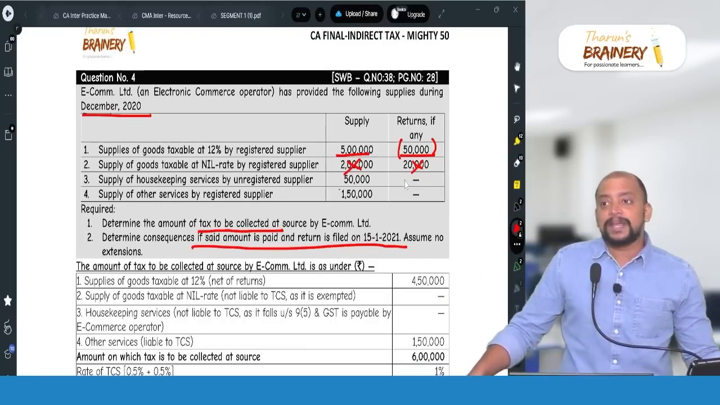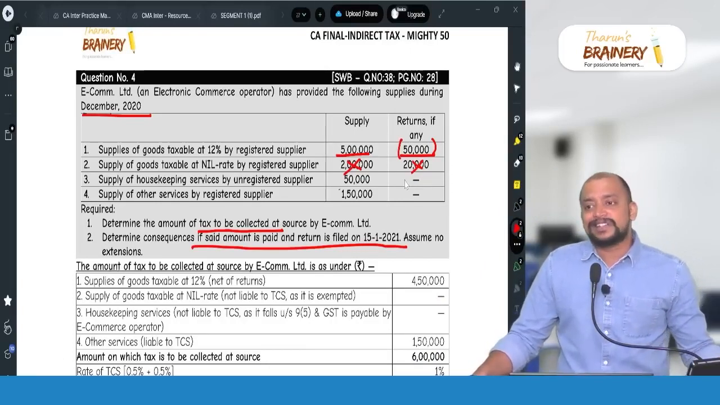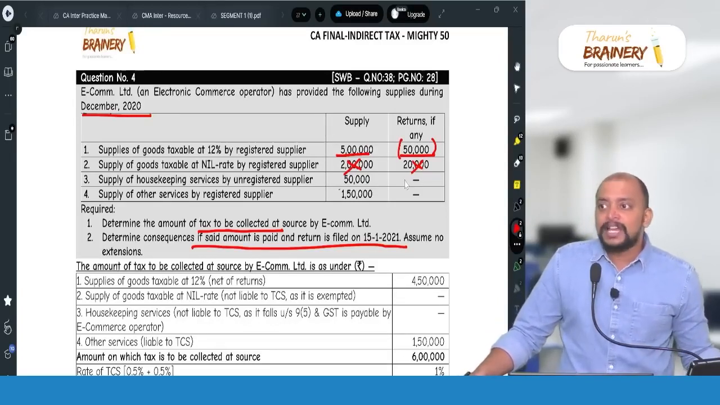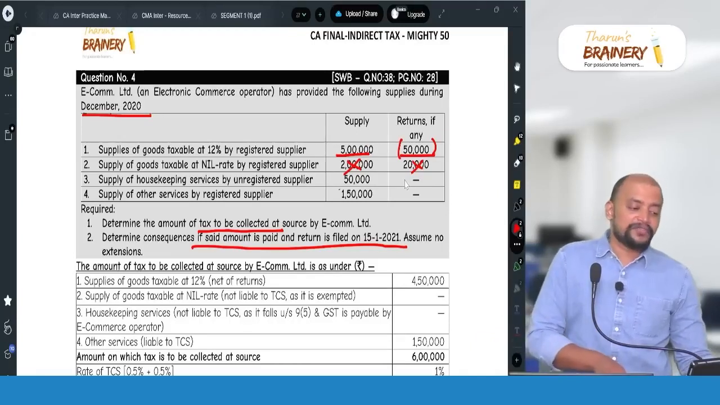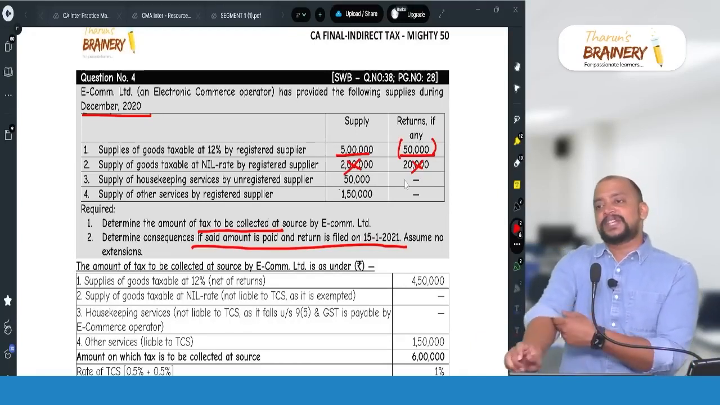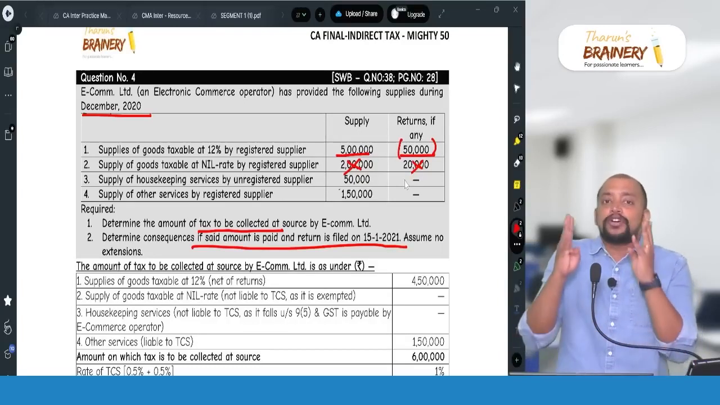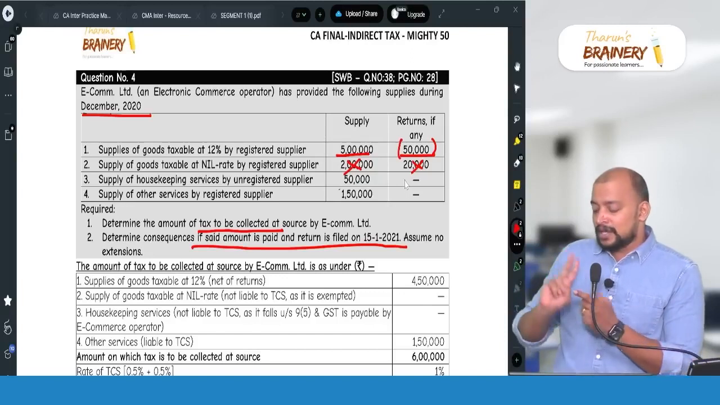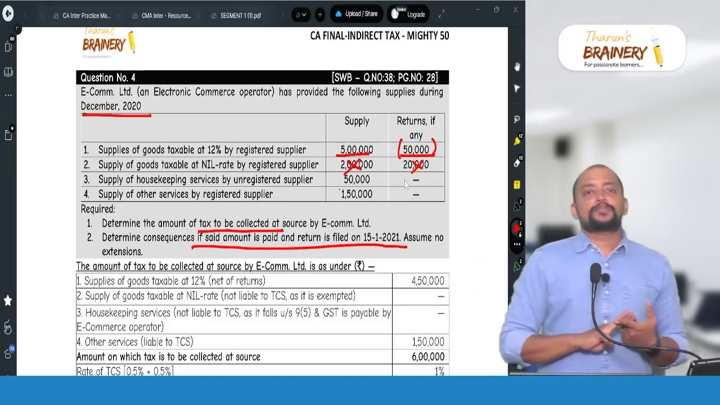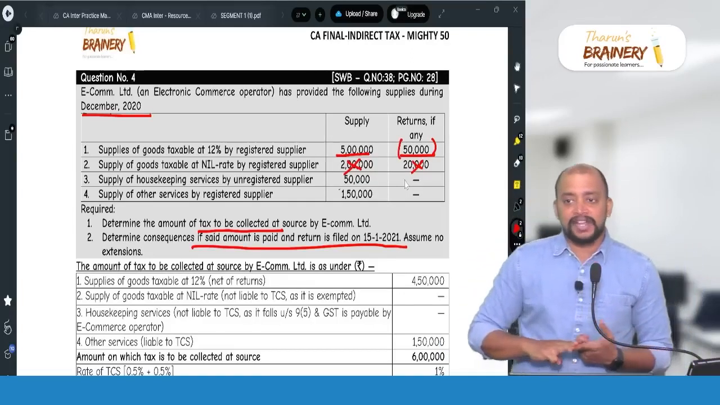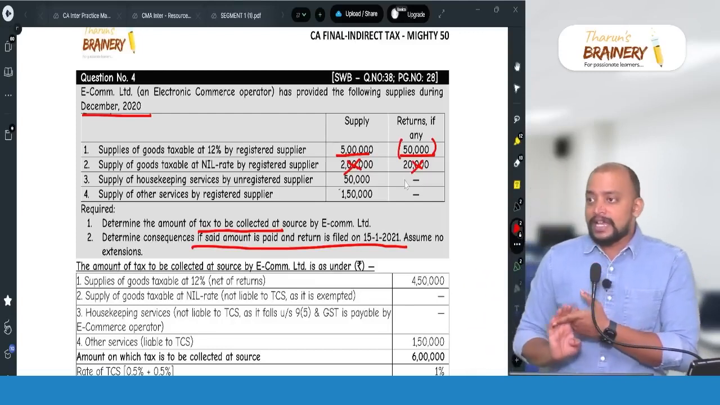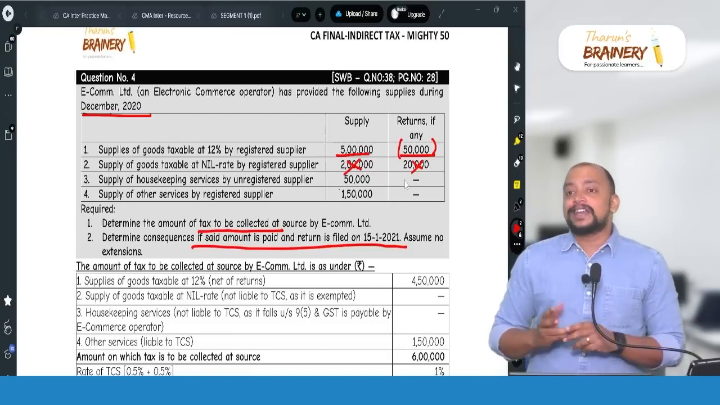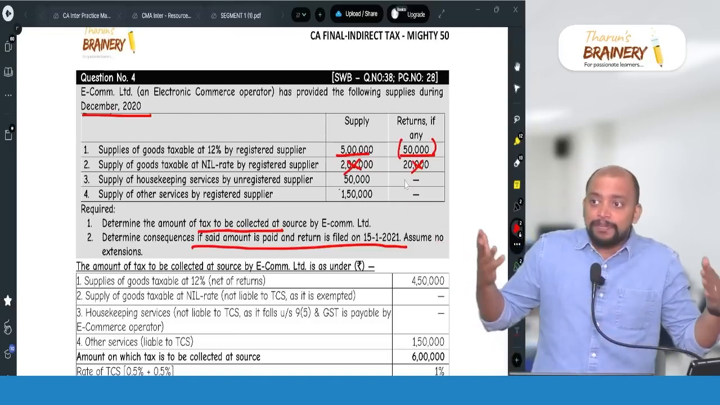Supply of housekeeping services by an unregistered supplier. Now, housekeeping services by an unregistered supplier is a notified service under section 9 subsection 5. There are a total of 4 services: HATE, that is housekeeping service, accommodation service, transportation of passengers by any motor vehicle, and eating food from the restaurant. In the first 2 cases, the supplier should be unregistered. And in the next 2 cases, the supplier may or may not be registered.